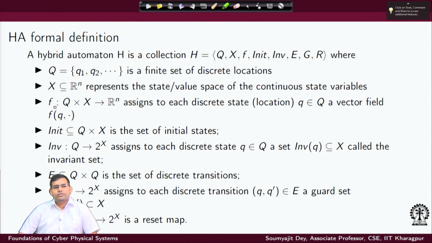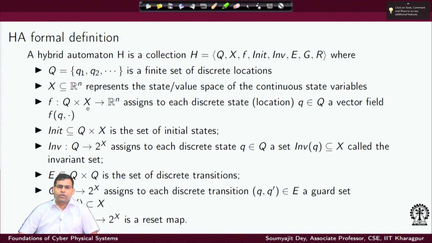The next thing is this flow function f. That means given a discrete location, for the set of continuous variables we have a vector field, denoted like this. We will soon see it with a tuple example. That essentially is a mapping which tells me the gradient, or the rate of change, of the corresponding continuous variables.